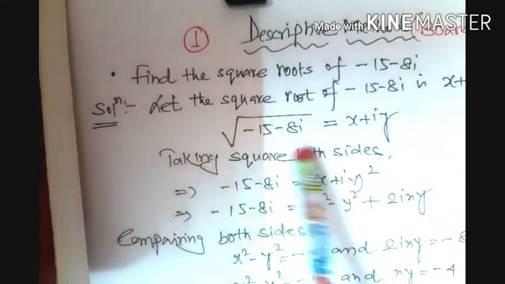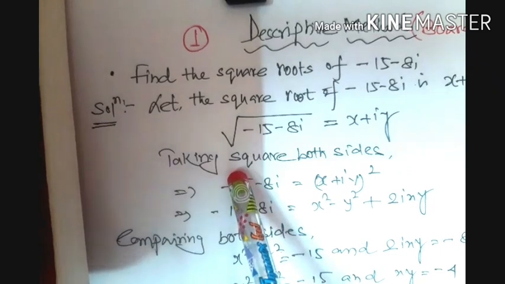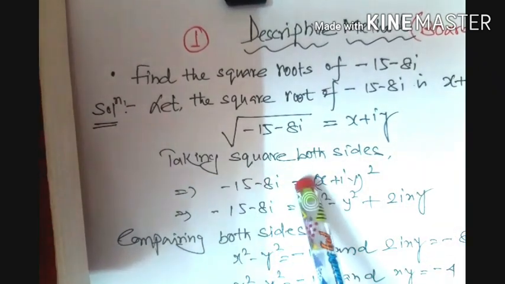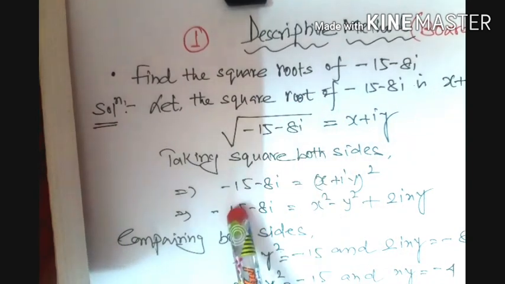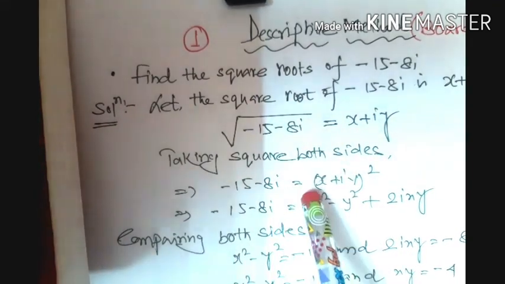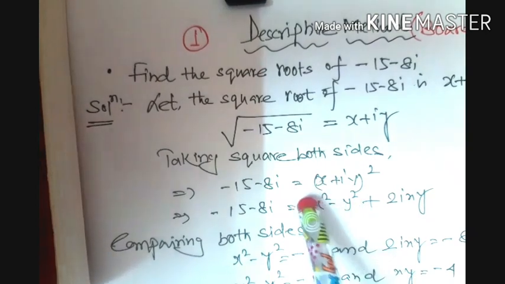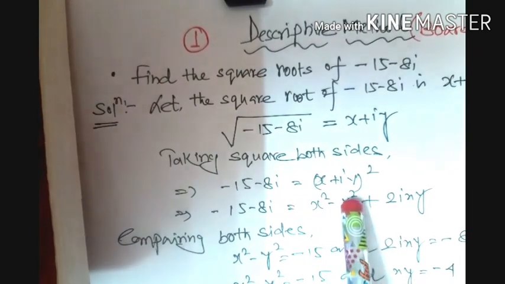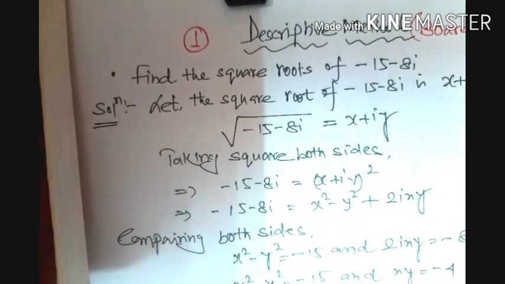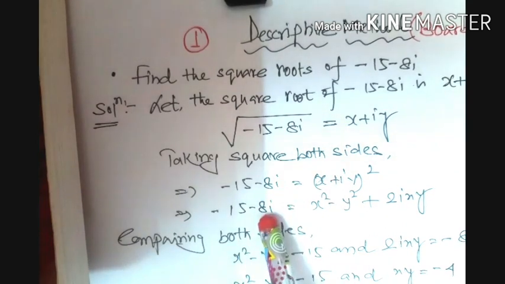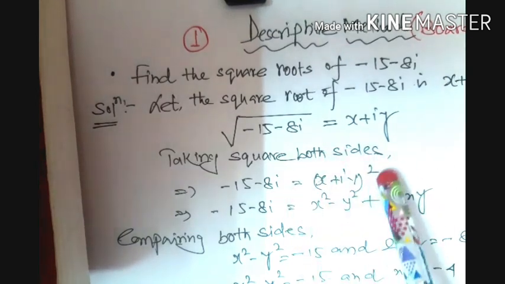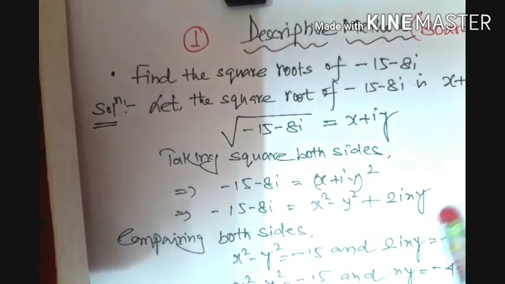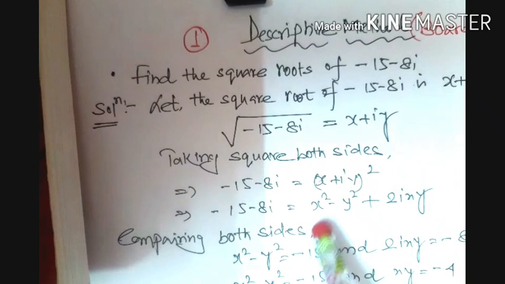So the method is, first we take the square on both sides. After taking the square, the left hand side becomes minus 15 minus 8i, and the right hand side becomes (x plus iy) whole square. Now here we have used the (a plus b) whole square formula. After using this formula we have x square minus y square plus 2i xy.